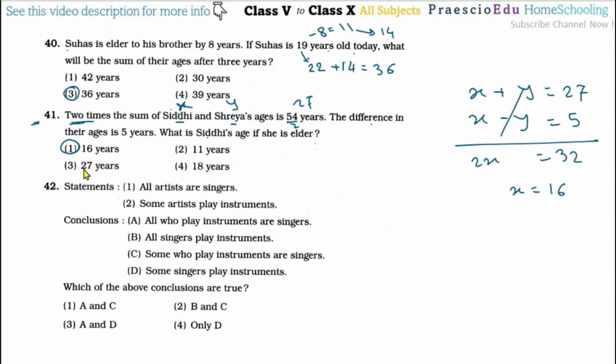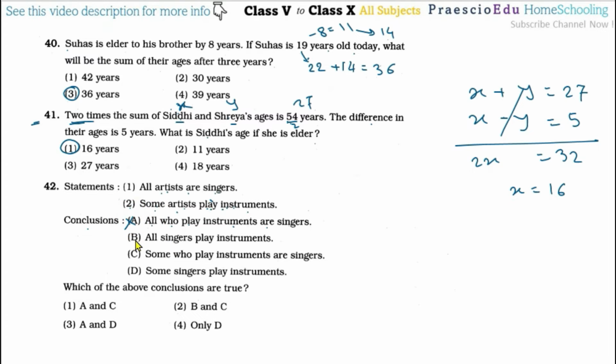Then question number 42, statement 1: all artists are singers. Statement number 2: some artists play instruments. So out of all the artists, some are playing instruments but all are singers. So that is the meaning. Conclusion A: all who play instruments are singers. No, because here some artists are mentioned, so this is incorrect.